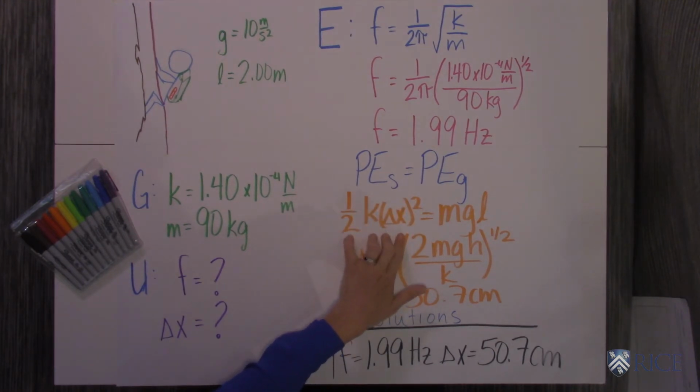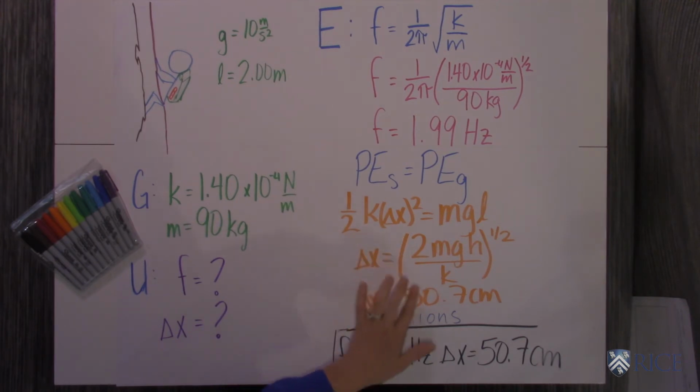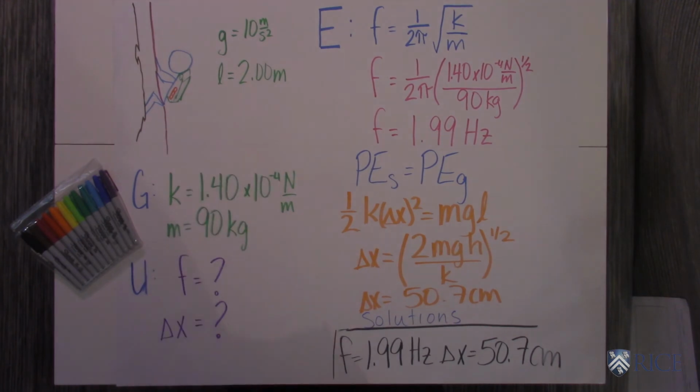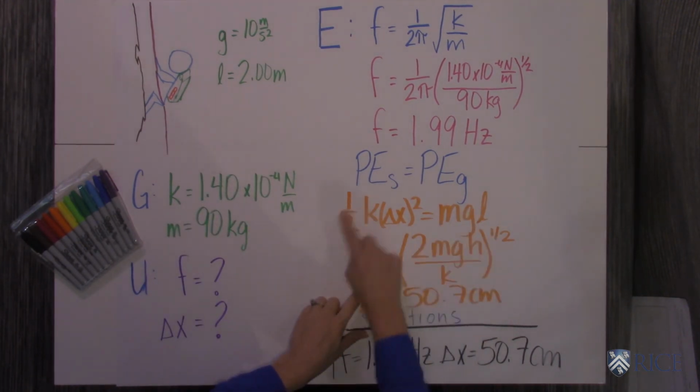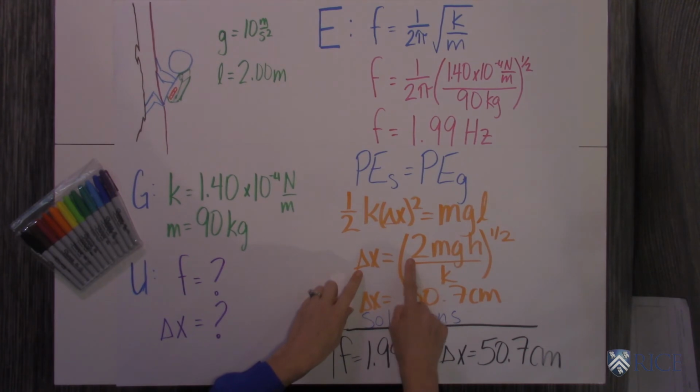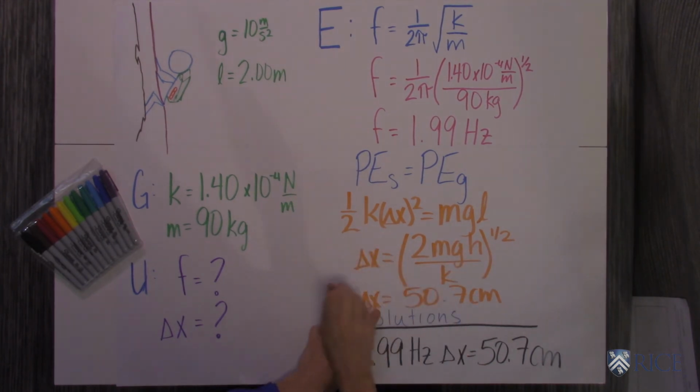So the energy of the rope, which is how far it will stretch, is 1/2 kx squared, and the gravitational potential energy that he gains because he free falls for 2 meters is mgh. So we solve the conservation of energy for delta x, because that's the stretch in the nylon rope, and you get the square root of 2mgh over k. So you plug in your numbers and, if you use 10 for gravity, you get that the rope will stretch about 50.7 centimeters.